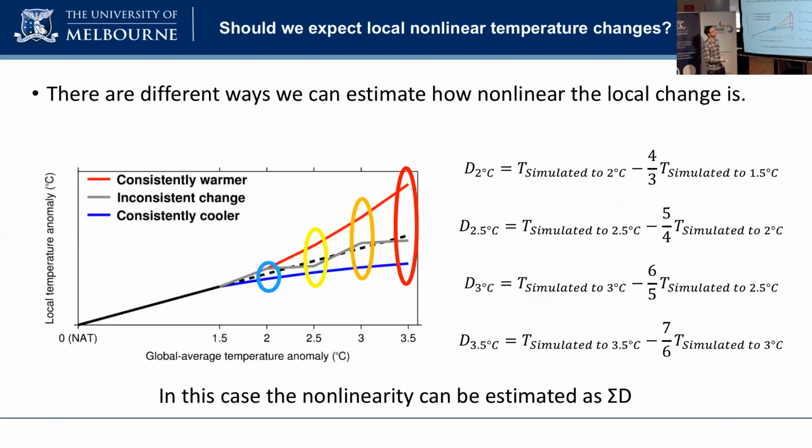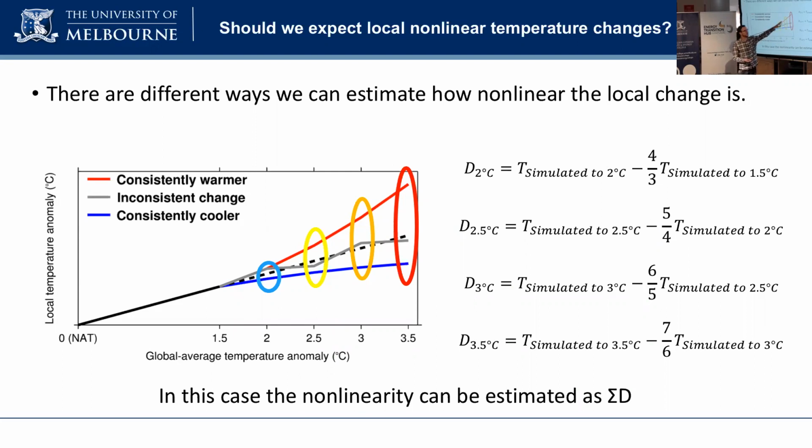So there's different ways we can look at nonlinear change. There's lots of different methods we could try to estimate or quantify the nonlinearity. So I've used two different methods that I'm going to compare very briefly. One of them is just taking, for each half a degree increment of global warming, so 2 degrees, 2.5, 3 degrees, how much is that warming actually different from the linear extension from the pre-industrial period?